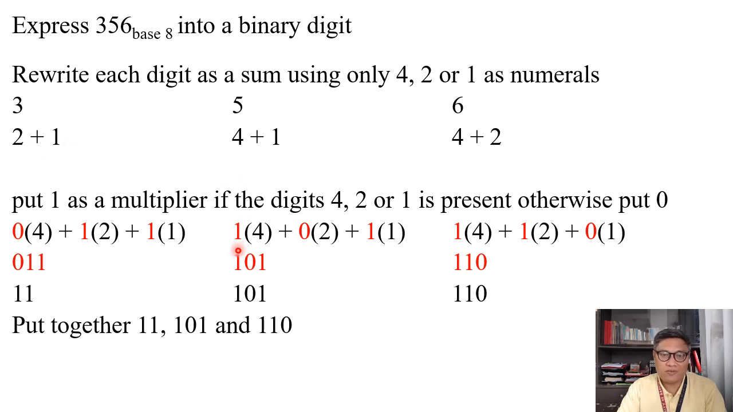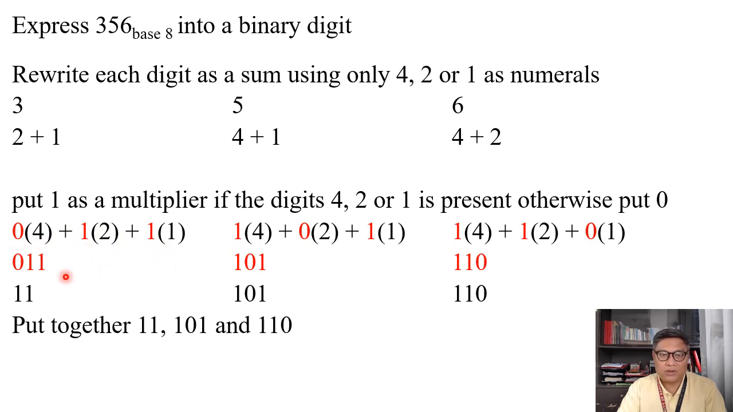But for 5, we have 4 and 1 will be multiplied by 1, while 2 is missing, then we have to put 0. And for the 6, that is a combination of 4 and 2, so we have 4 and 2 will be multiplied to 1, while your 1 here, which is not part of your 6, will be multiplied by 0. Then all you have to do is simply to get the combinations of zeros and 1s.